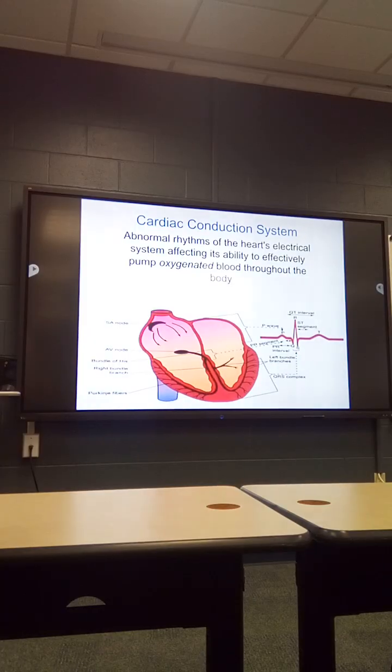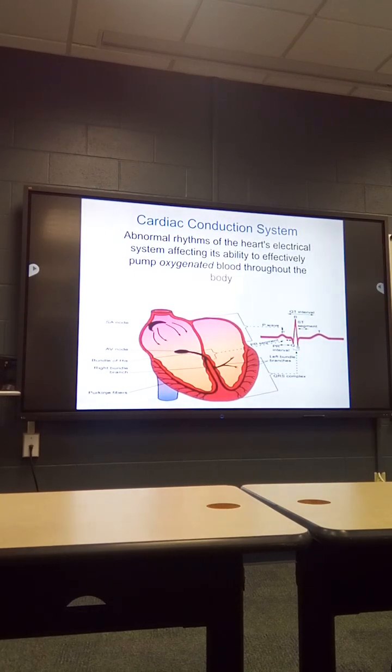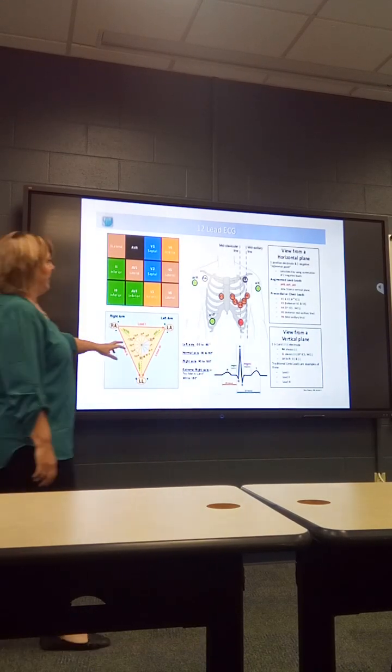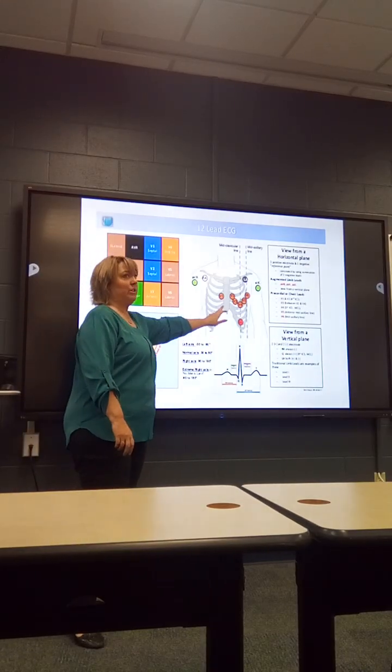All right, we're going to go into the conduction system. Like I said, this is the blood supply to the heart. We're looking at how much blood the heart is getting, and what electrical signals the heart is getting. In an EKG, they have all these leads. This is a 12-lead EKG. All these leads are on the patient, and they're all looking at the heart.